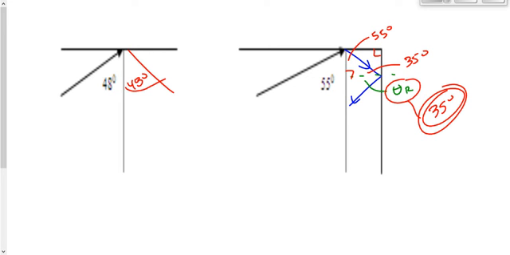A little bit harder to arrive at than it was in the first case, but you can see with a little bit of physics, that is angle of incidence equals angle of reflection, and a little bit of geometry, you can still figure this out. Good?